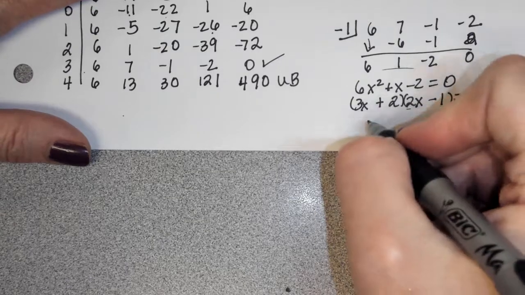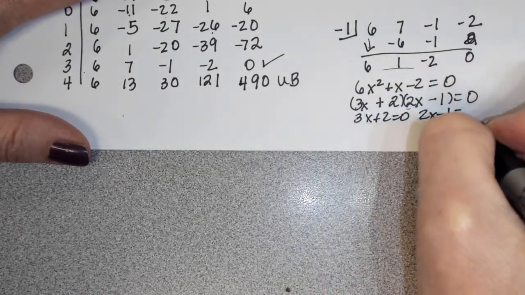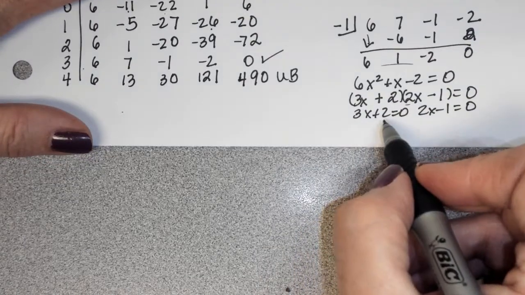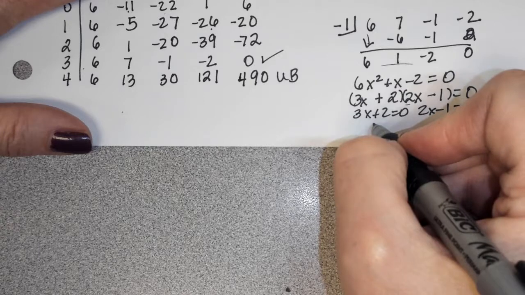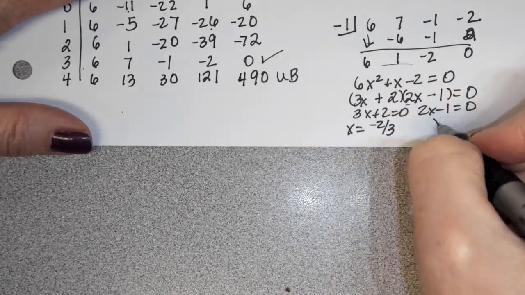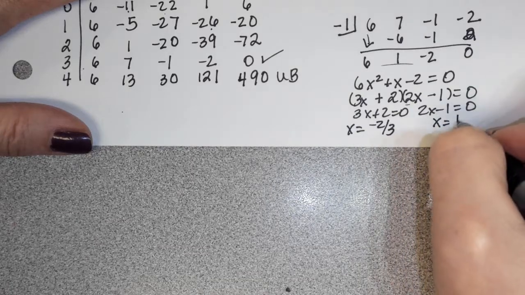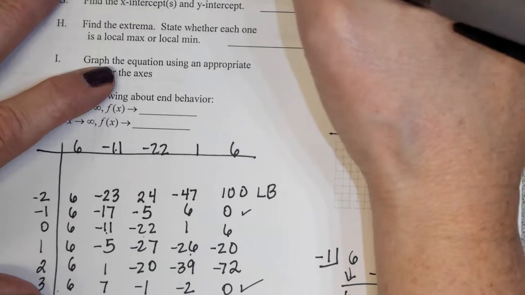Can you solve this quickly then? We have 3x plus 2 is 0. 2x minus 1 is 0 now. What's this 0? Negative 2/3. What's this 0? 1/2. Okay, so those are our other two zeros.